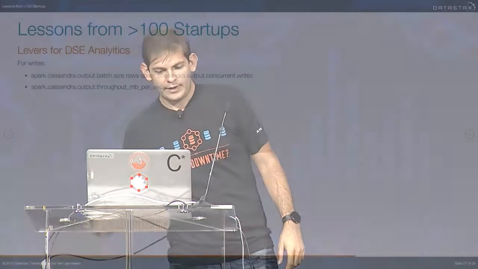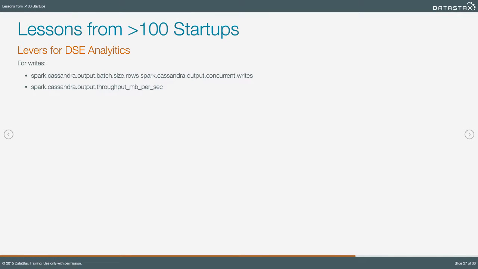All right, for writes, this is dense, isn't it? For writes, similar to reads, you don't want to overwhelm Cassandra, so there's a couple of tunables that you can use: the number of concurrent writes, and also the throughput in megabytes per second that you can use to throttle Spark.